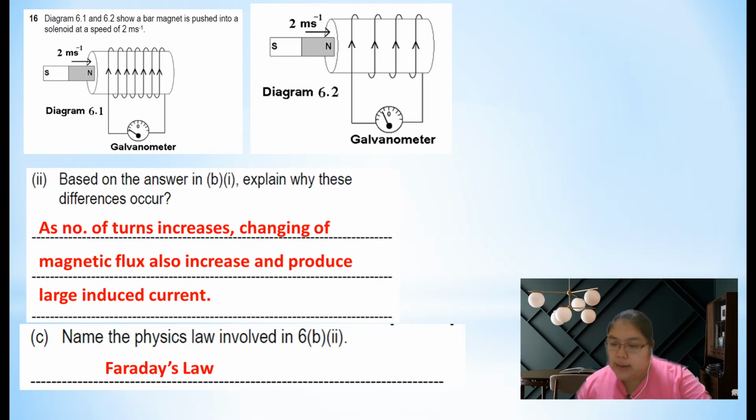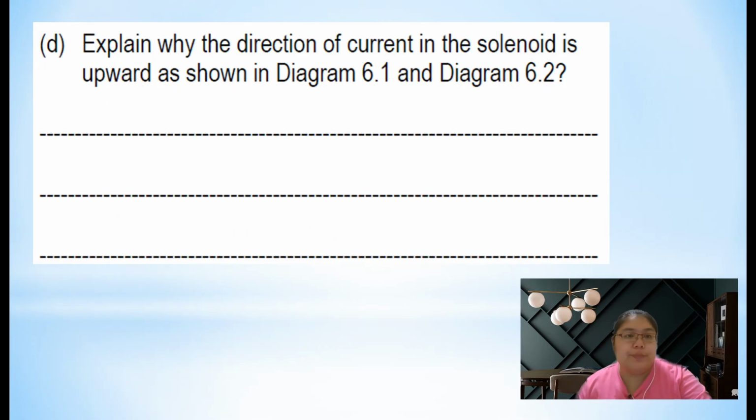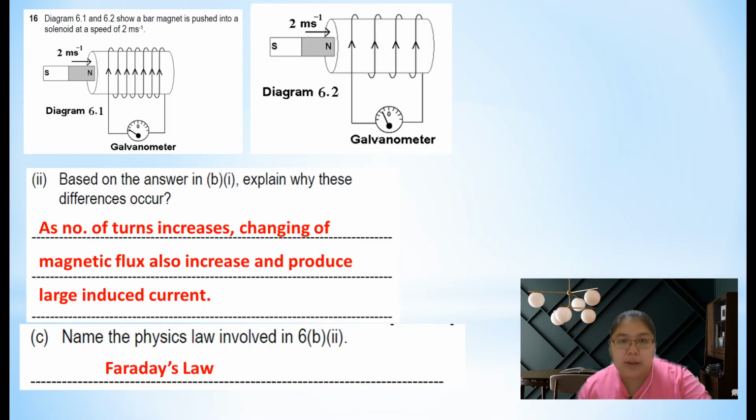Okay, now we go to the D. Explain why the direction of the current in the solenoid is upwards. You see 6.1, 6.2, the current goes upwards, is it? How do you know it is upwards? Okay, so from here we need to know the polarity first. If you know the polarity, then you use the right hand grip rule. So we refer to the diagram.